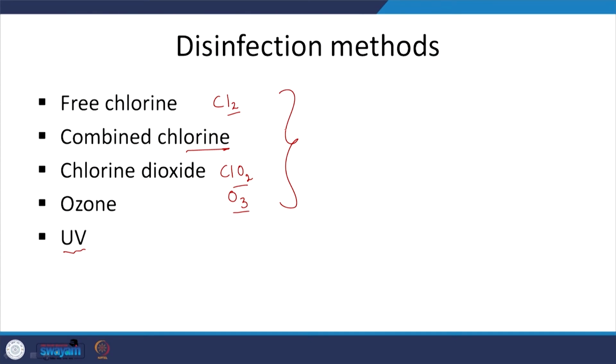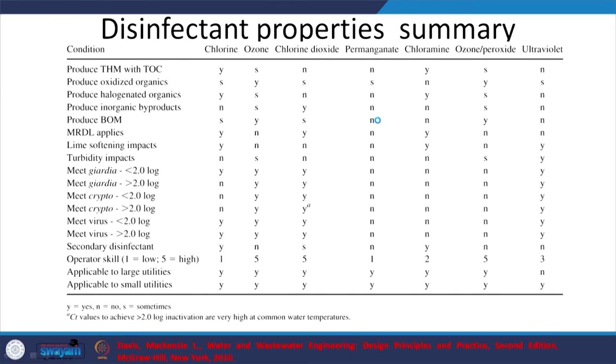We'll go about that. But as can be seen, one common aspect among all these top 4 disinfection agents is that they are all oxidizing agents or oxidants. I think we will discuss this now. Okay, before I go further, so what do we have? Chlorine, ozone, chlorine dioxide, permanganate, chloramine, ozone and hydrogen peroxide, ultraviolet.